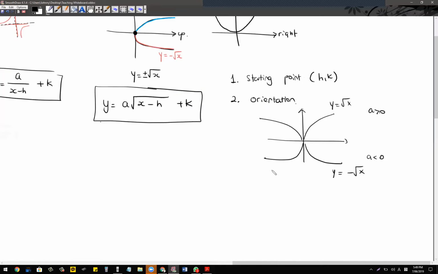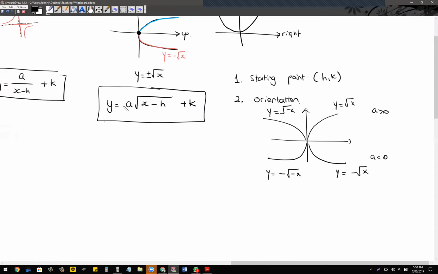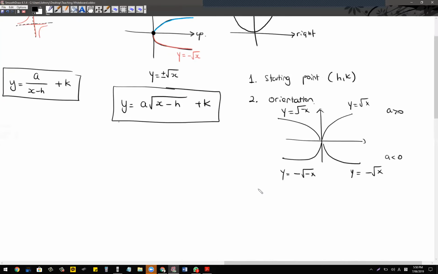Now this one here is y equals negative root of negative x, so there's another negative sign inside there. This one here is y equals root of negative x. I'll give you some examples. These two things are all you need. Number three is, of course, the intercepts.